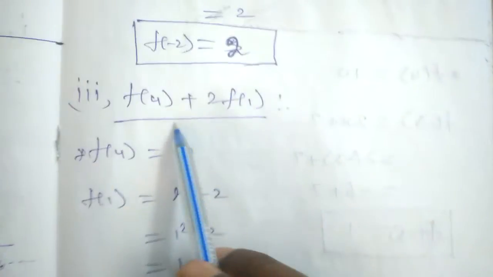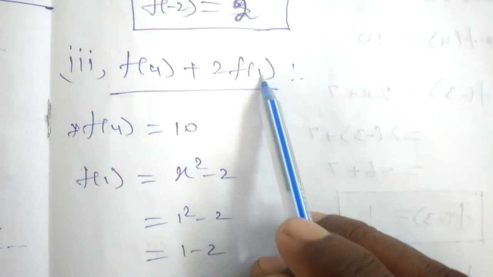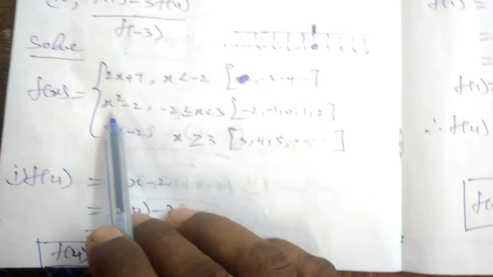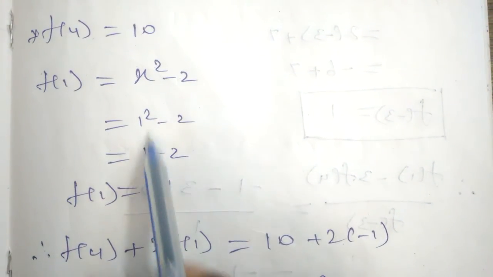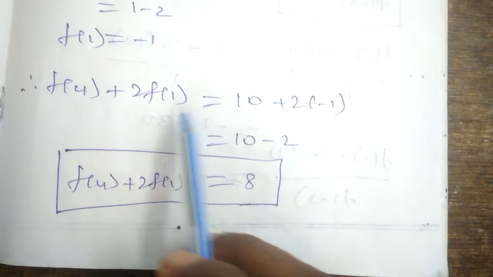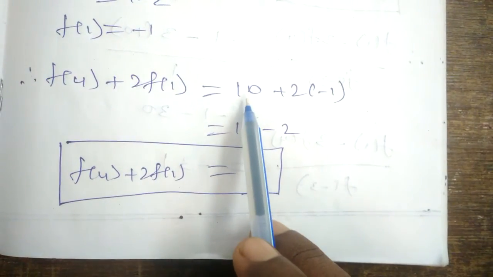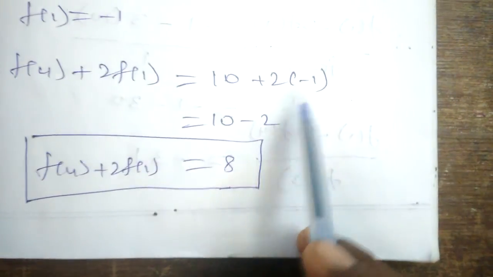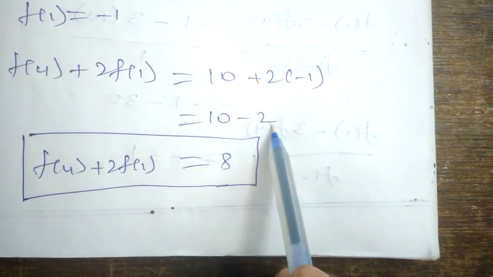And the third question, f of 4 plus 2 f of 1. Already we found f of 4 is equal to 10. So next goes f of 1. f of 1 is equal to x squared minus 2. Why? The 1 lies on this part. So 1 squared minus 2, 1 minus 2, f of 1 is equal to minus 1. Put f of 4 plus 2 f of 1: f of 4 we already found is 10, plus 2 into f of 1 equal to minus 1. Therefore 10 minus 2 is equal to 8.